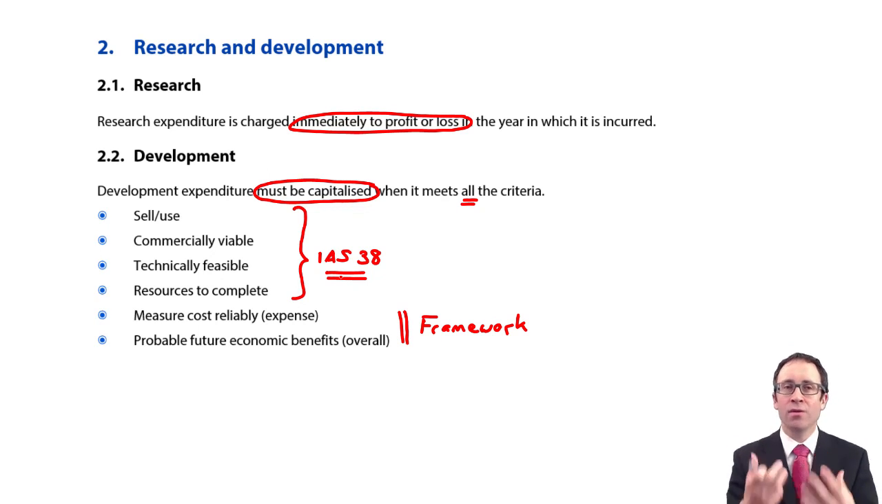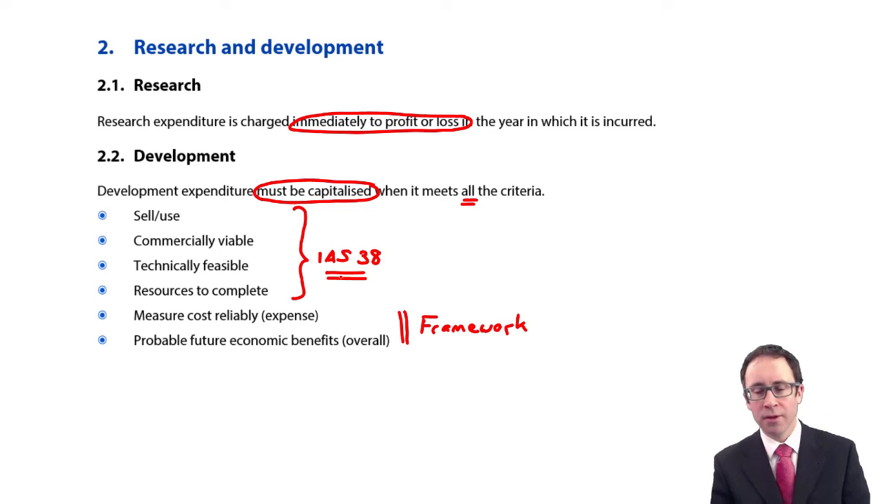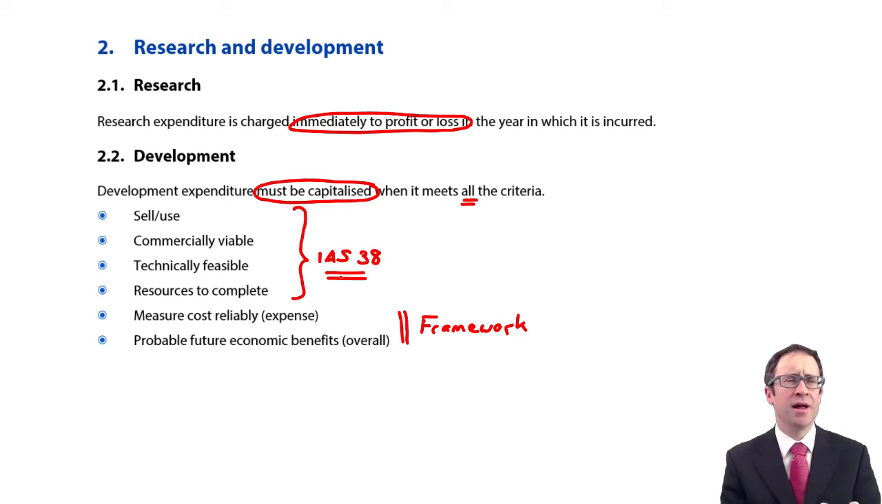So have we got the technical know-how? Have we got the technical competence to be able to go through and complete it? And then also, do you have the resources? Do you have the personnel? Do you have the financial resources to be able to go through and complete it? Okay. So you've got those 6 areas there.